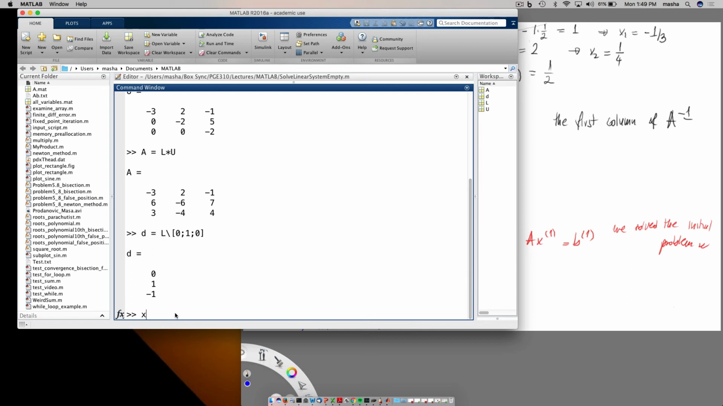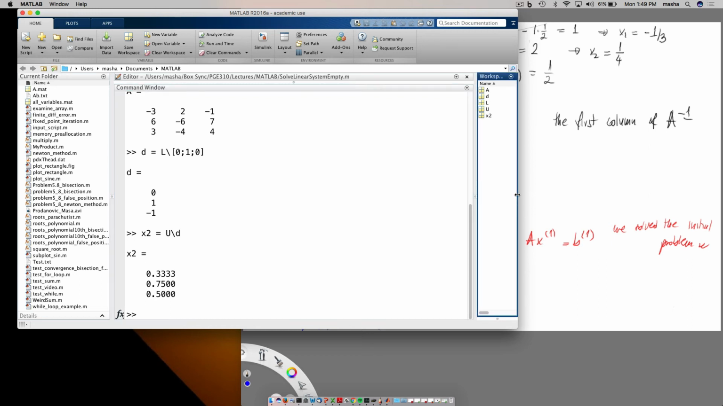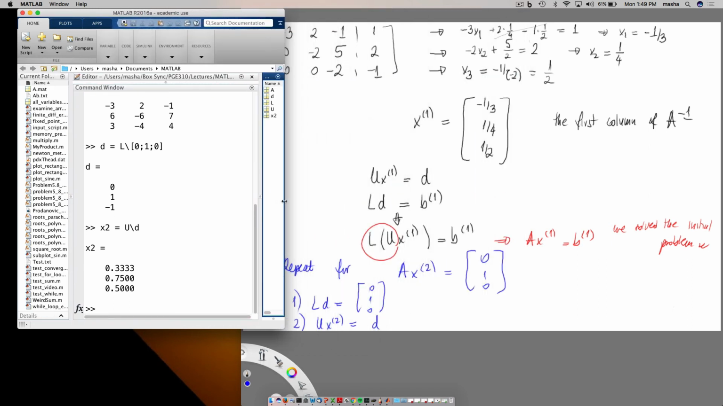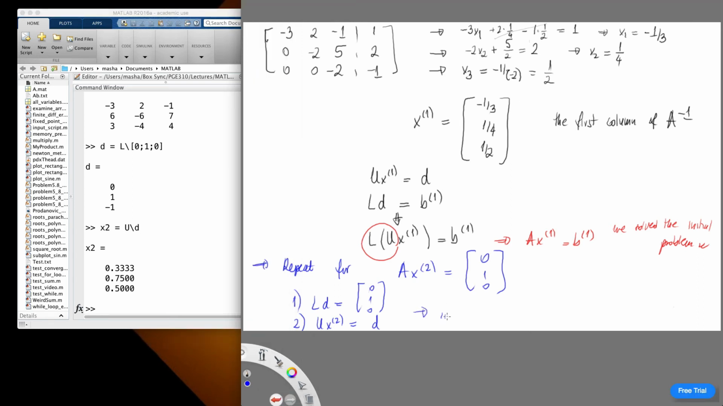And then my X, I'm going to call it X2, my second column, would be U divided by D. So this would give me, in the same procedure as we just did, my X2 is 1/3, 3/4, and 1/2. You agree with me?